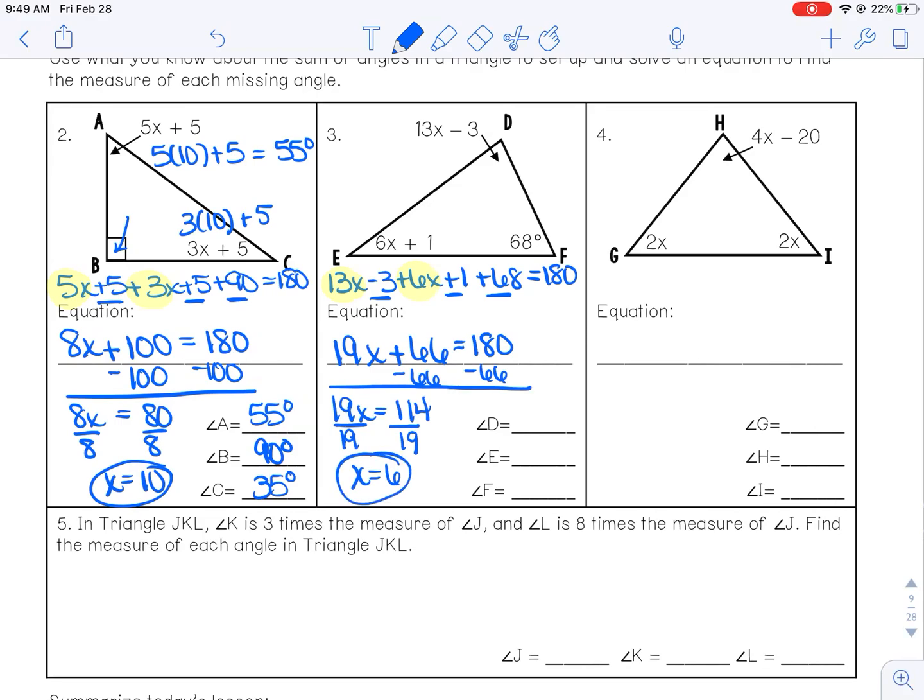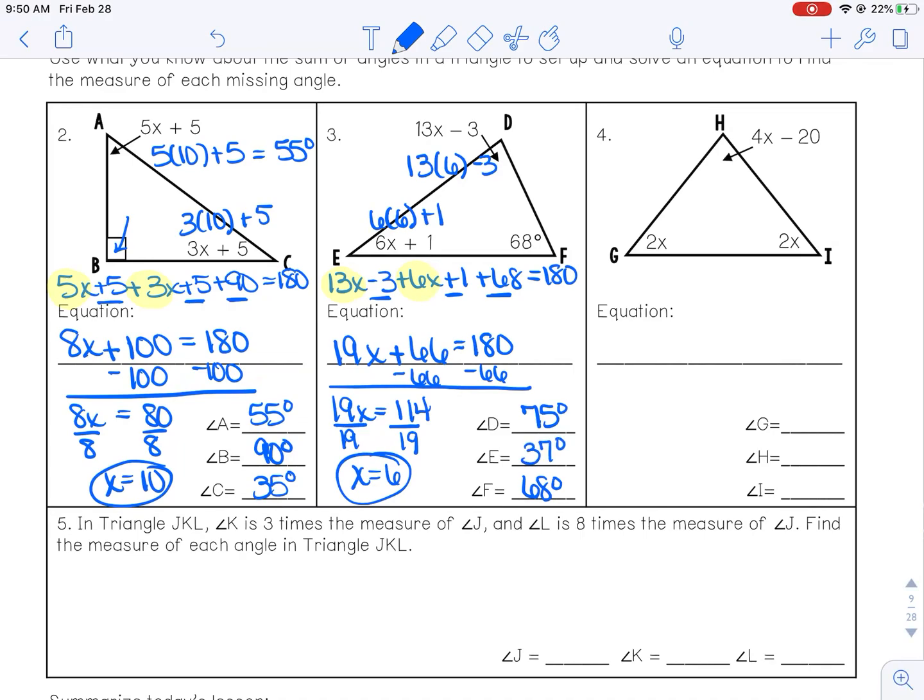Angle F is the easy one. I'm going to go ahead and write that in because it's already given to us. Angle D is 13 times x, which we now know is 6, minus 3. So 13 times 6 is 78, minus 3 is 75. So angle D is 75 degrees. Angle E, 6 times x plus 1. So 6 times 6 is 36 plus 1, 37 degrees.